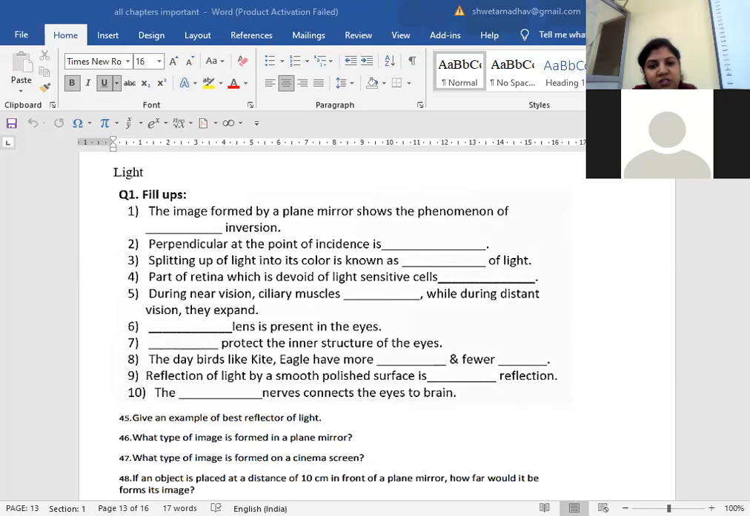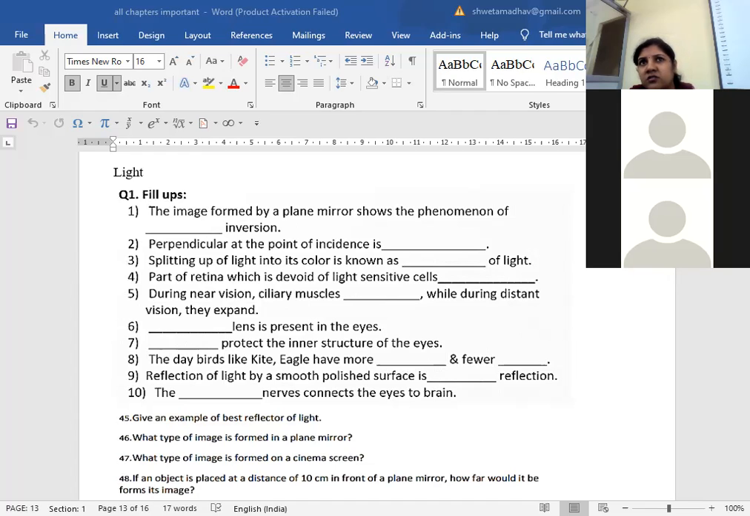During near vision, ciliary muscles contract, while during distant vision they expand. NCFA students, you have to learn the diagrams given in your textbook for myopia and hypermetropia. Three diagrams they have given, right? Yes, ma'am. Monita, you also. They asked this question with 3 marks.